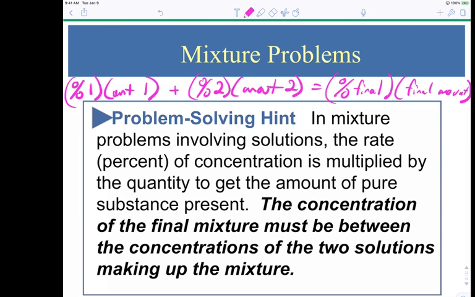Oh, so you put the words into the numbers? No, I'm just saying when I work mixture problems, I usually use that pink formula there. Let's see it in action.